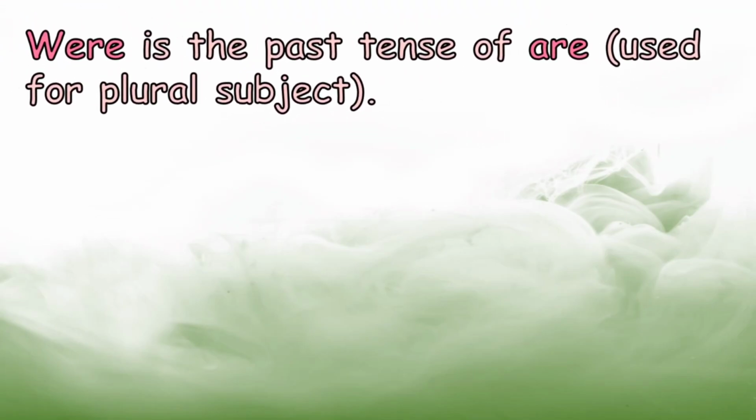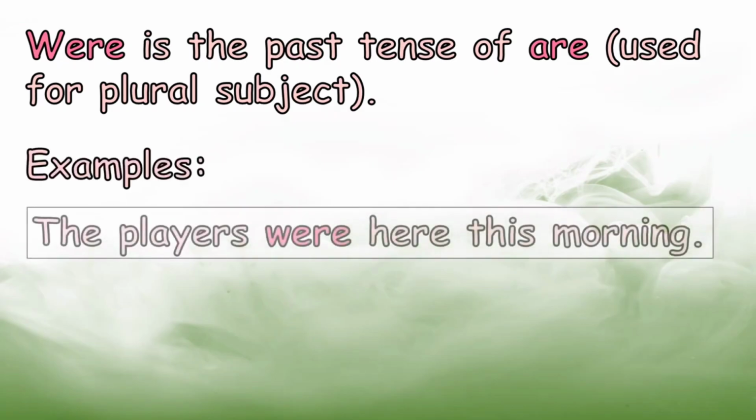Were is the past tense of are. As I mentioned a while ago, are is used for plural subject. Were is the past tense of are, and it is used for plural subject. Examples: the players were here this morning. We have the subject here, the players, which is plural. That is why we are going to use a plural past tense of the verb, which is were. The players were here this morning.